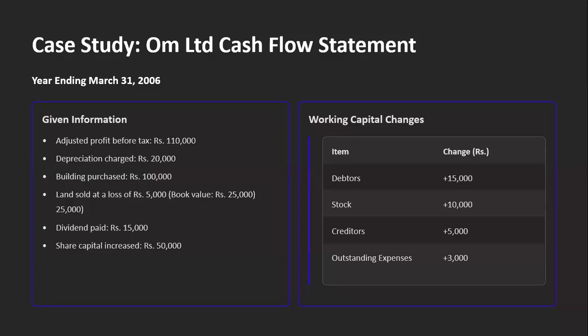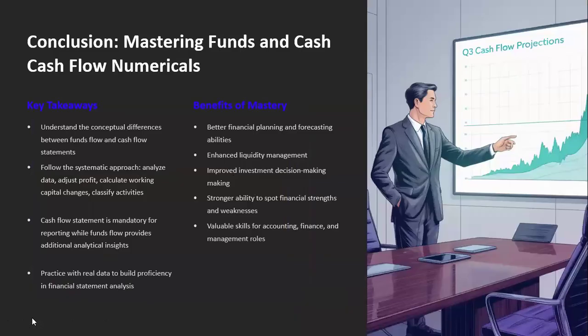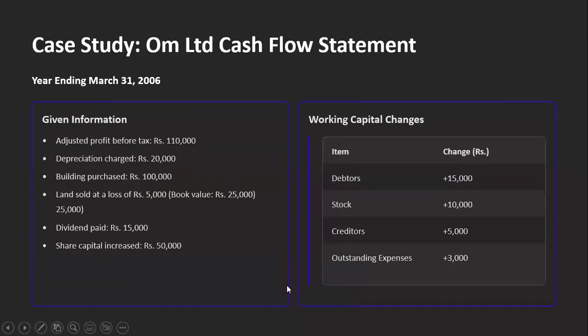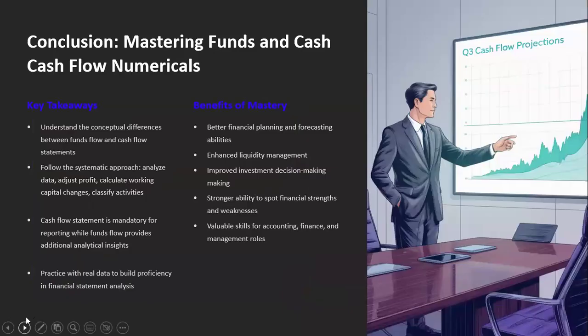working capital changes statement. Now, out of this, the debtors had changed by 15%, stock by 10%, creditors by 5%, and outstanding expenses by 3,000. So, considering the same, I will find my change in working capital. And after the change in working capital is adjusted, I will calculate the fund flow statement.